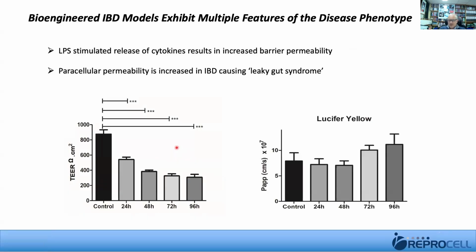Under those circumstances as well, the stimulated release of the cytokines results in increased barrier permeability, so the leaky gut syndrome, and we can measure that using TEER, so that's trans epithelial electrical resistance, or we can add fluorescent dyes to the upper chamber and watch its passage through to the lower chamber, and do all these sorts of assays.